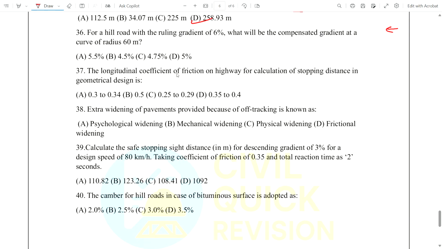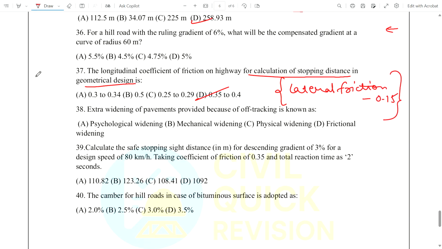The longitudinal coefficient of friction on a highway for calculating stopping sight distance in geometric design is how much? Just remember this: for longitudinal coefficient of friction, for calculation of SSD in geometric design, the value will be 0.35 to 0.4. But one thing you remember, for lateral friction, the coefficient of lateral friction is 0.15. You just remember this, it is very important.